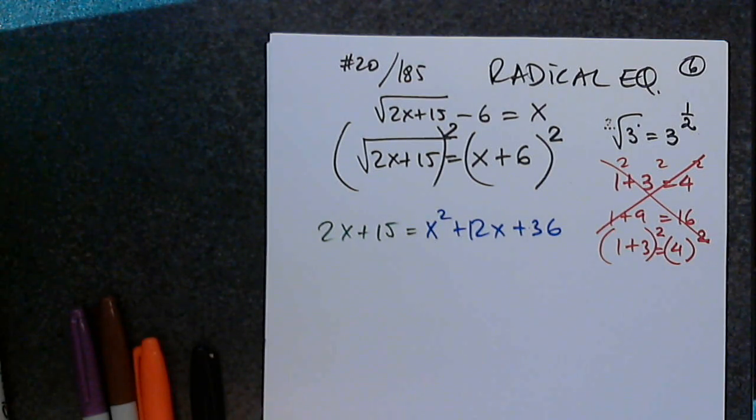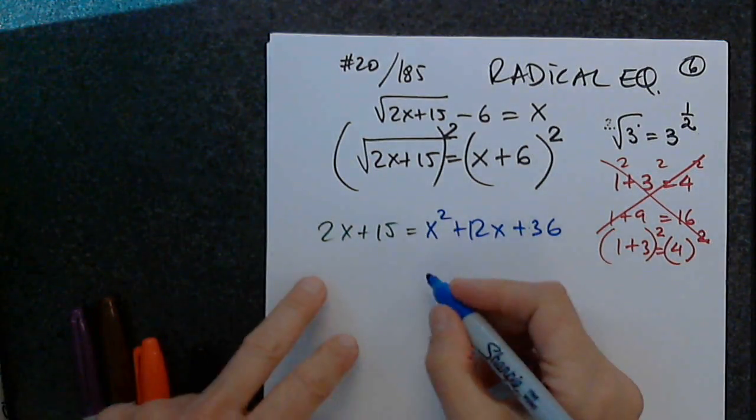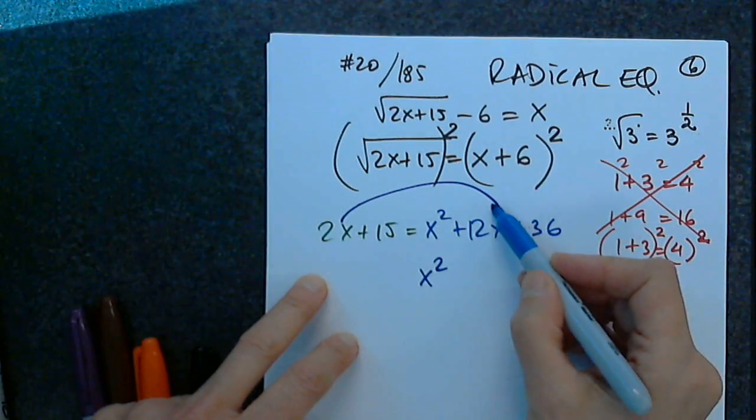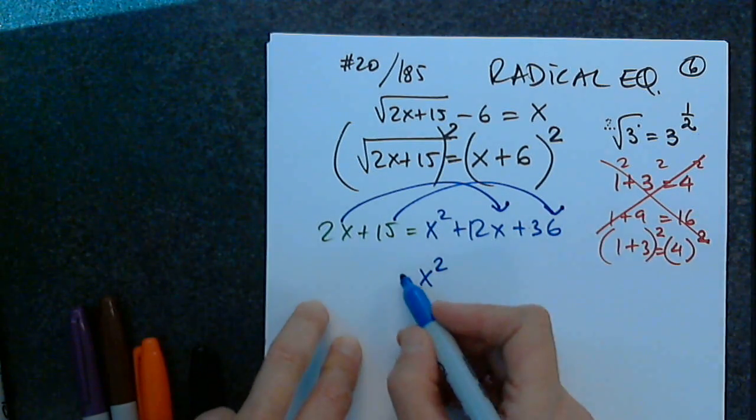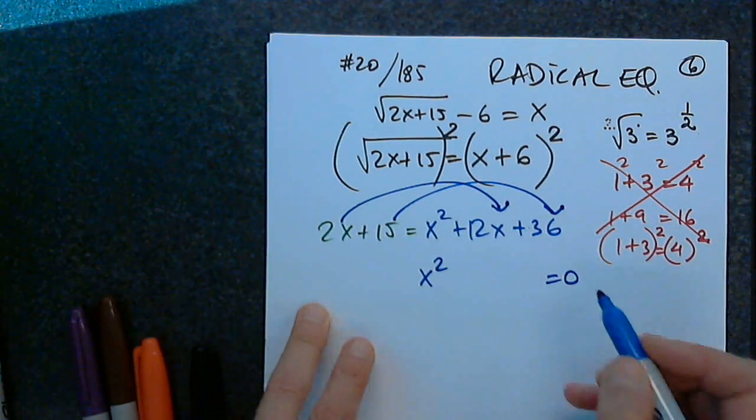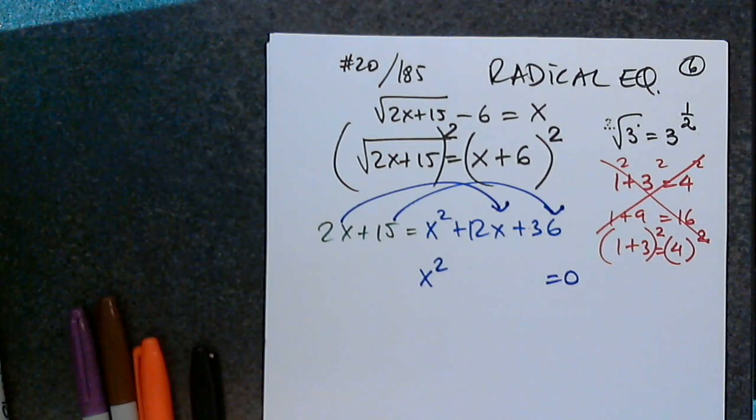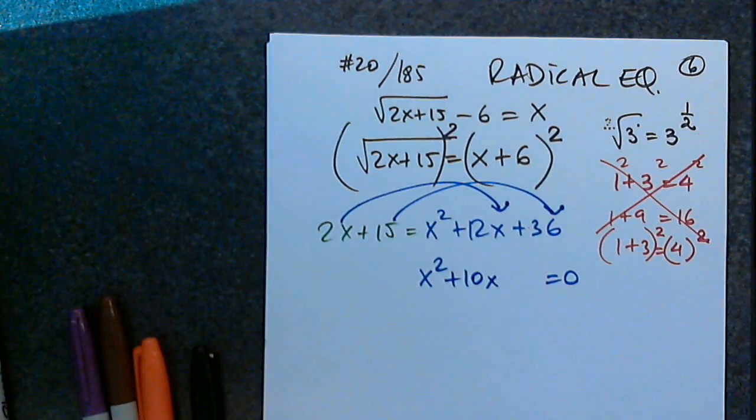Exactly. Clean it up. So I have x squared, I will bring a negative 2x, and I will bring a negative 15. You can put 0 on this side, or you can put 0 on that side. It doesn't matter. So I have x squared. I have 12x, but I'm bringing over a negative 2x. So what do I get? Plus 10x. I have a 36, but I'm bringing over a negative 15. What do I have now?